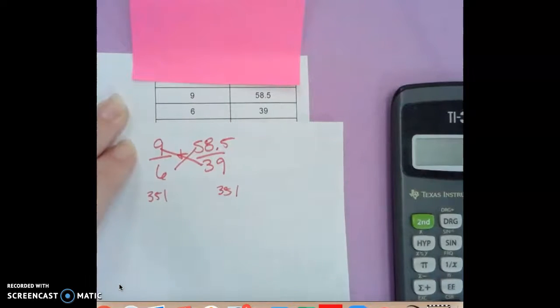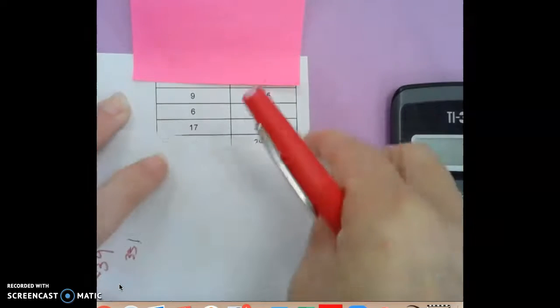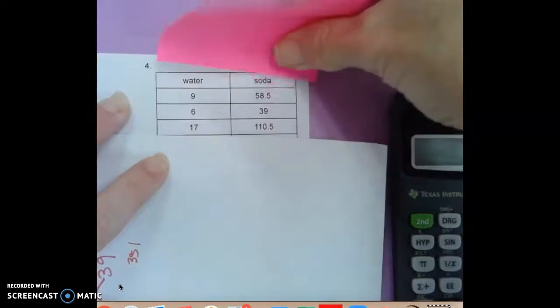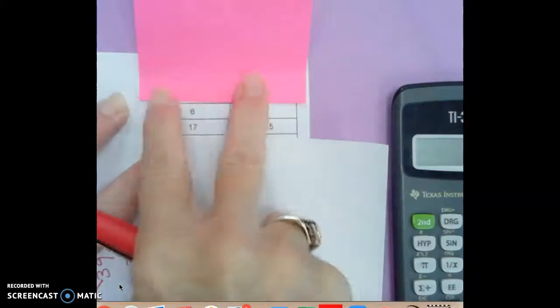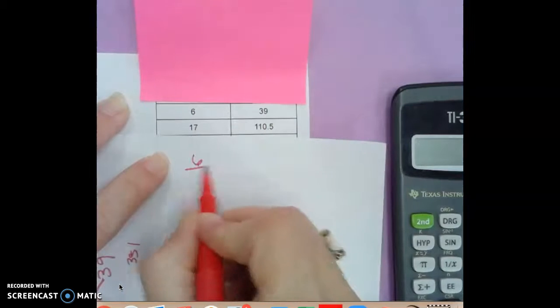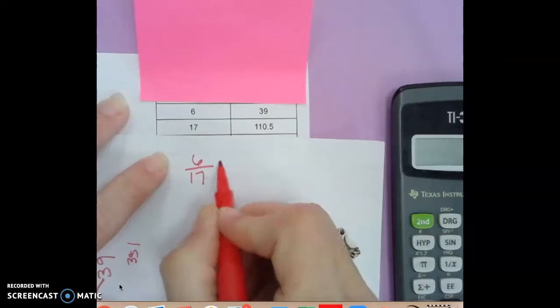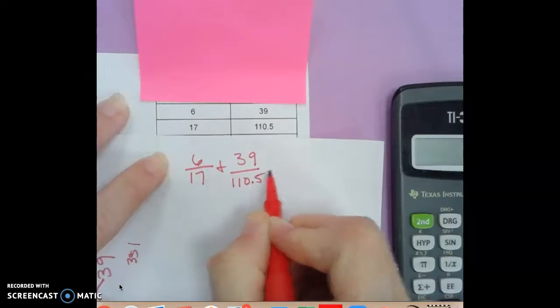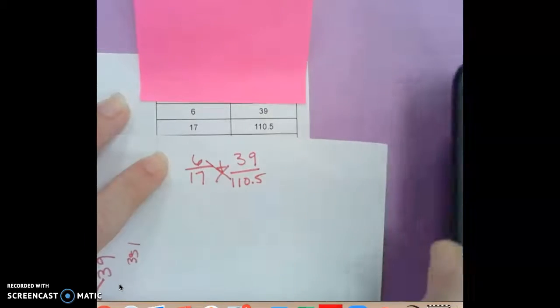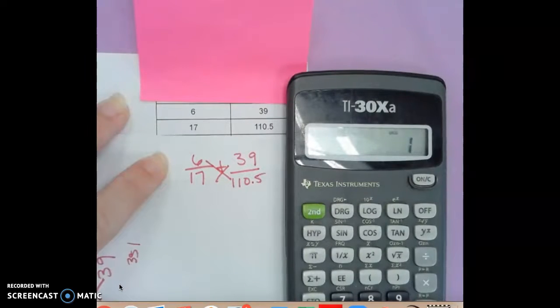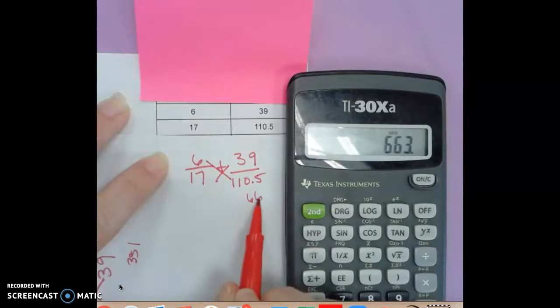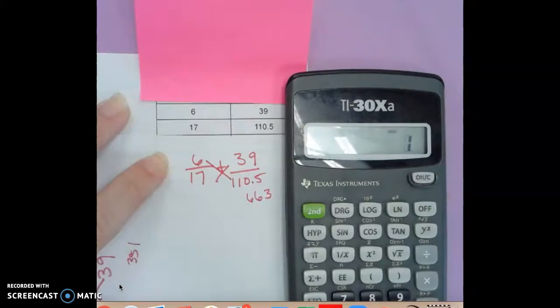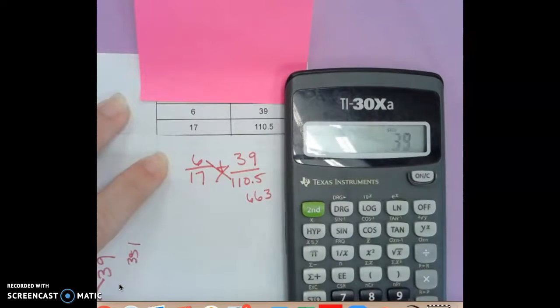So now I'm going to slide down 1. I'm going to slide my paper over, and I'm going to slide my sticky note down, just so that I'm only looking at a little bit at a time so I don't get confused. So 6 over 17 and 39 over 110.5. Multiply my diagonals. So I've got 110.5 times 6, and that's going to give me 663. And then I've got 17 times 39. And so I am still proportional.